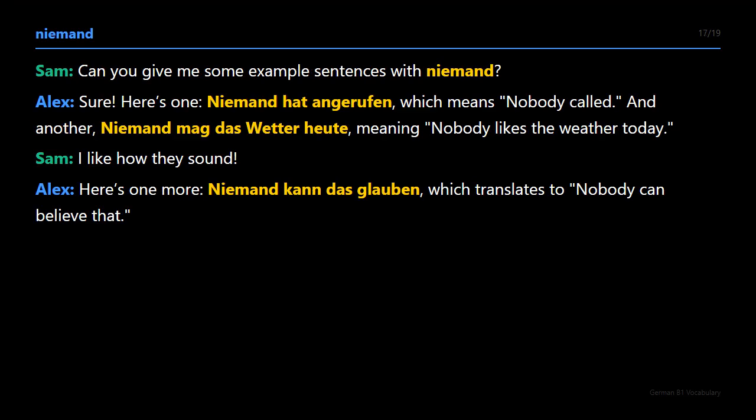Can you give me some example sentences with niemand? Sure. Here's one. Niemand hat angerufen, which means nobody called. And another. Niemand mag das Wetter heute, meaning nobody likes the weather today. I like how they sound. Here's one more. Niemand kann das glauben, which translates to nobody can believe that.